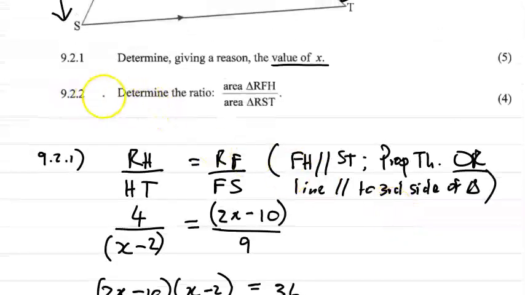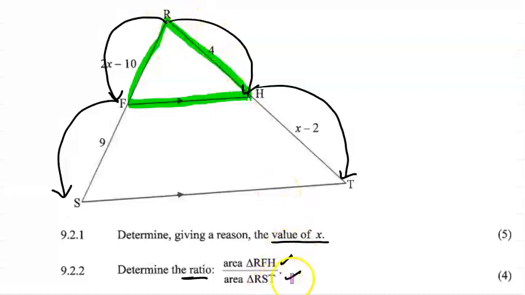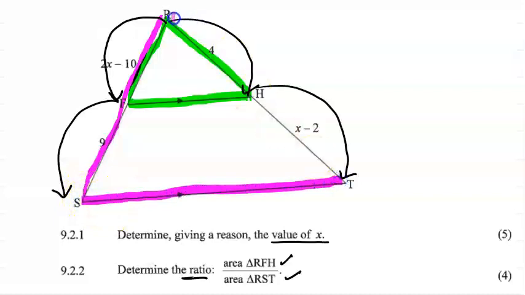Now let's look at 9.2.2. Determine the ratio of the area of triangle RFH over the area of triangle RST. Let's go look at that carefully. So if we now look at these two triangles that we have, RFH, let's go look at that more closely. RFH and the second triangle there is RST. What do you notice?